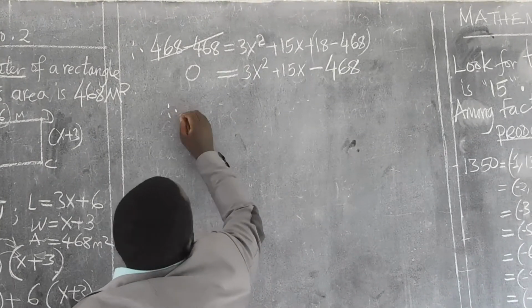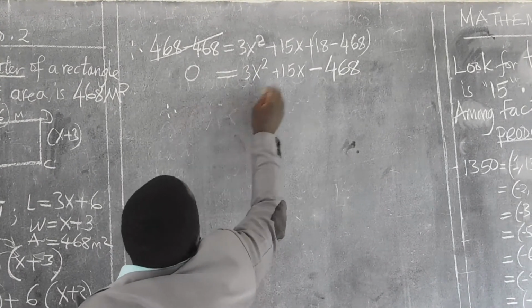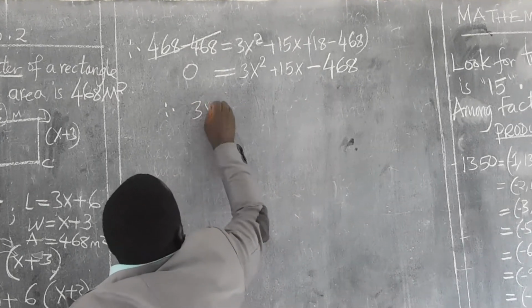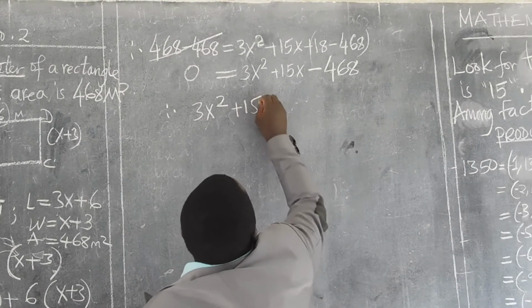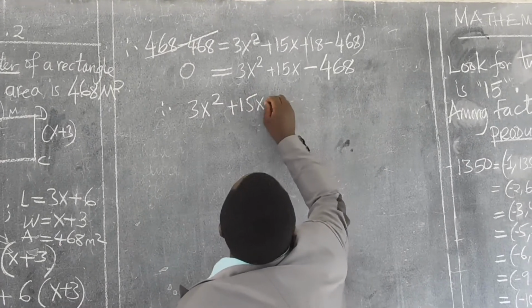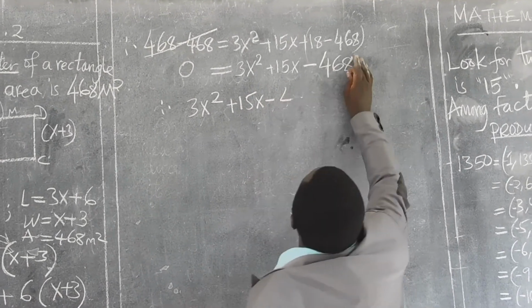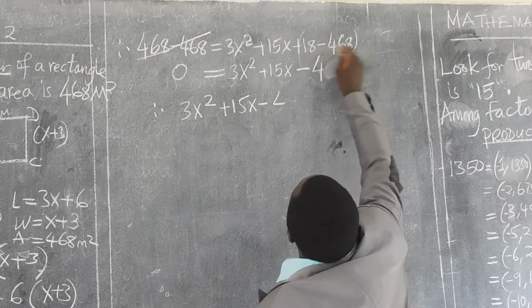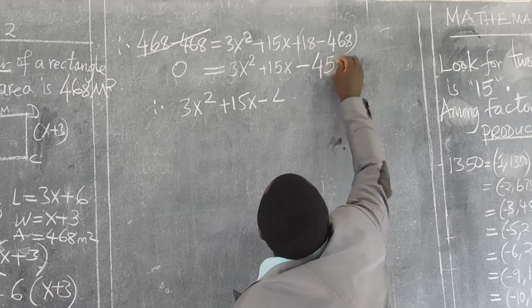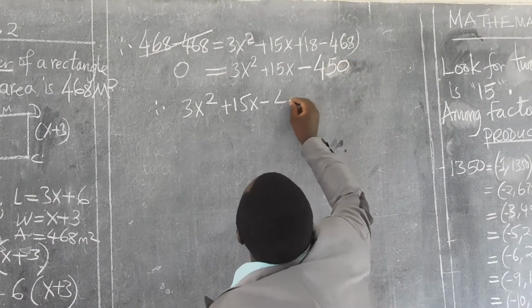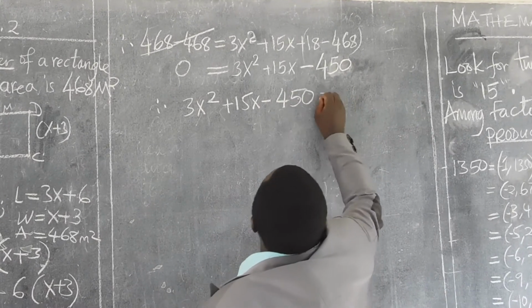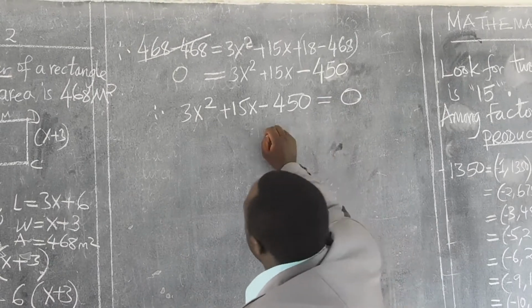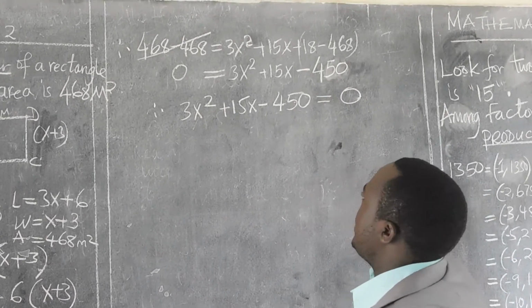Therefore, we can now say 3x squared plus 15x minus 450 is equal to 0. Once we subtract here, we get 450. So this is a quadratic equation.